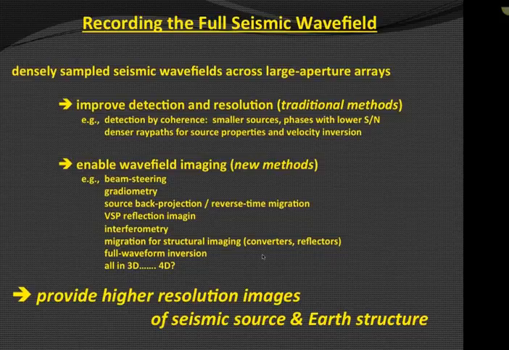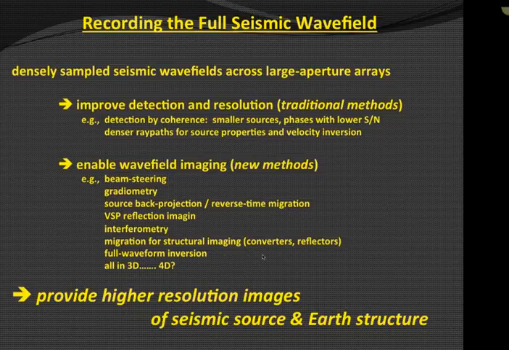First of all, it allows us to improve our traditional methods, my top arrow there. We can see smaller events simply by coherence. We can see things that are below signal to noise simply because of coherence from trace to trace. So smaller sources or phases with lower signal to noise. And of course, we all know the more stations, the denser the ray paths, the better we can do our inversions, our traditional methods for source properties and for velocity inversion.